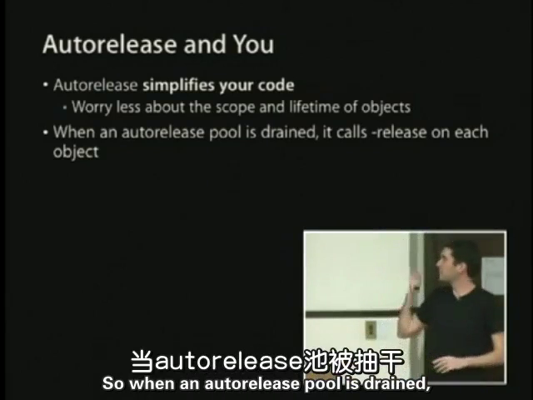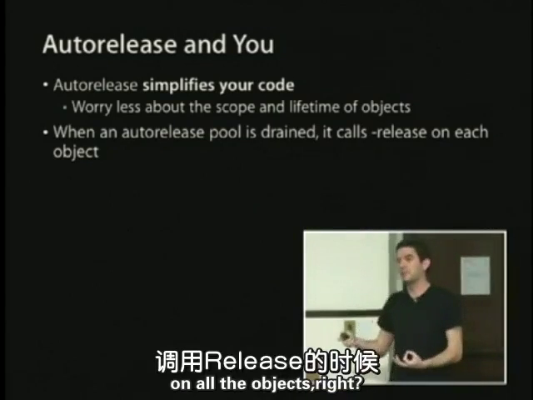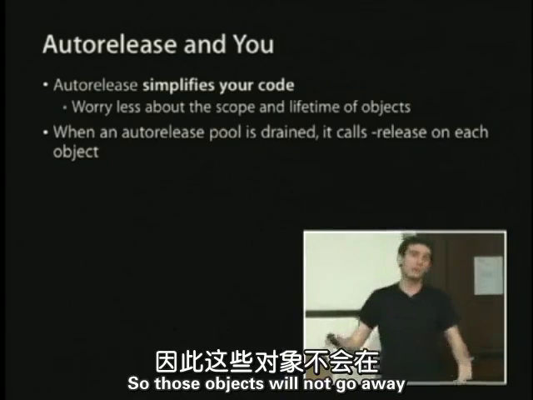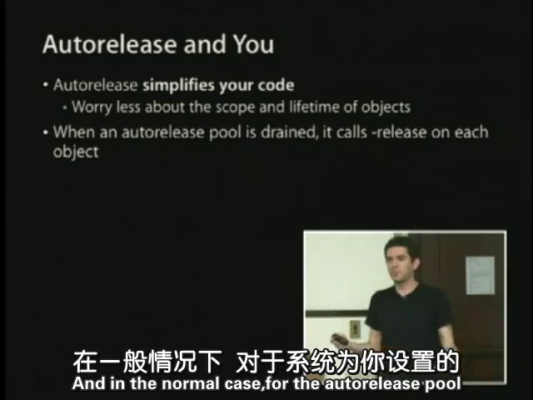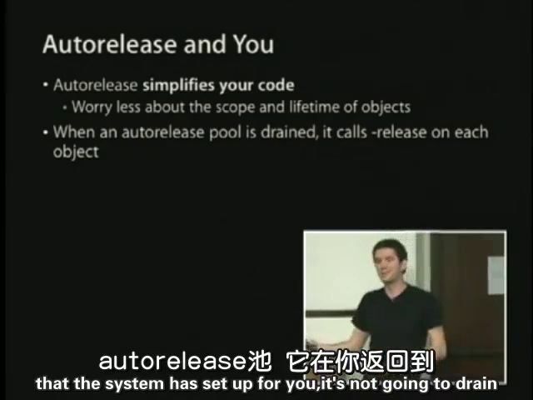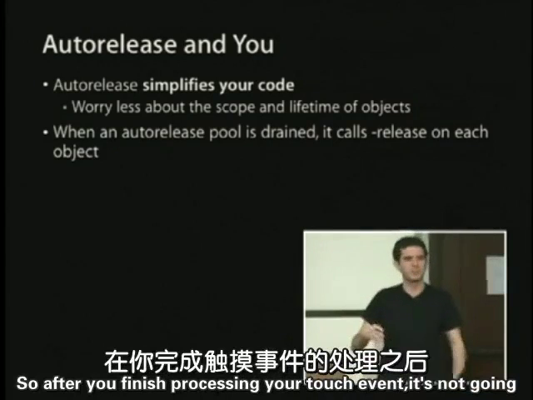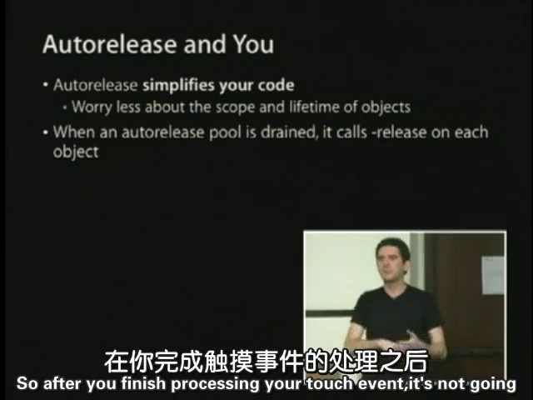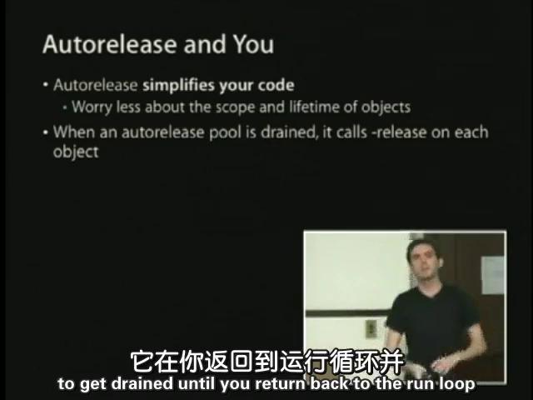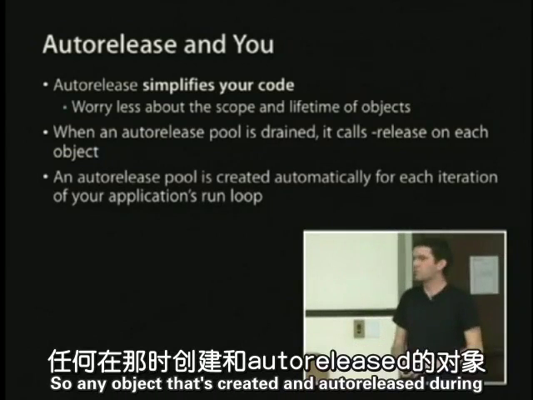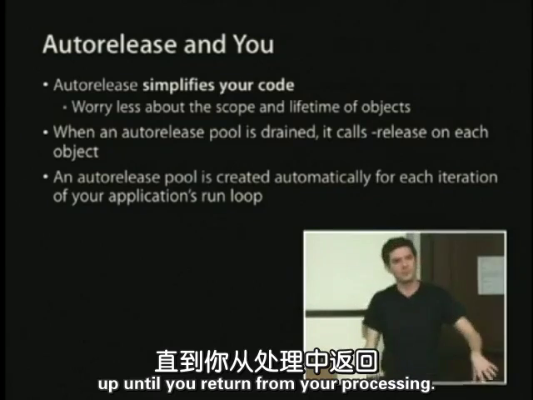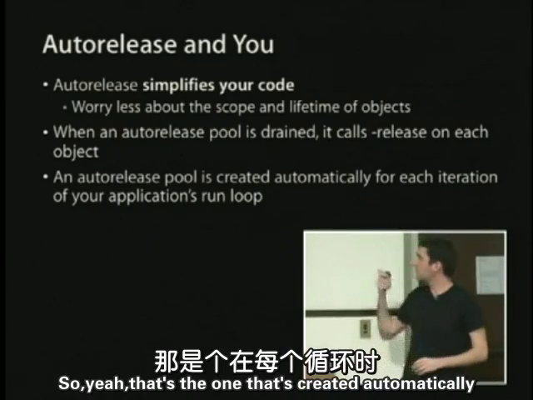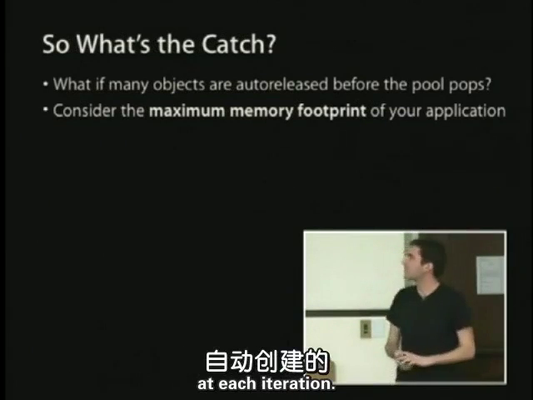When an auto-release pool is drained, that's when it finally calls release on all the objects. So those objects will not go away until the auto-release pool drains. And in the normal case, for the auto-release pool that the system has set up for you, it's not going to drain until you go back to the run loop. So after you finish processing your touch event, it's not going to get drained until you return back to the run loop. So any object that's created and auto-released during that time is going to stay resident in memory until you return from your processing. That's the one that's created automatically at each iteration.